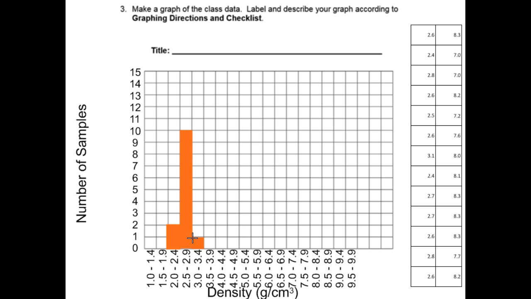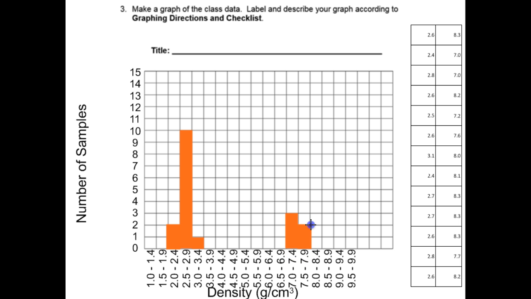All right. So now I'm going to look at the second column of data. And what I see here is the lowest number I have is 7.0. So that goes into the interval of 7.0 to 7.4. So I have 1, 2, 3 numbers that fall in that interval. So I'm going to take this up to 3. And then for 7.5 to 7.9, I have 1, 2 numbers there. So I'm going to put a bar that goes to 2.